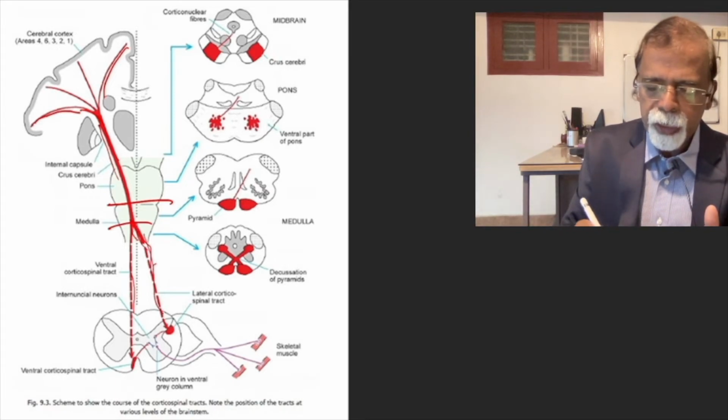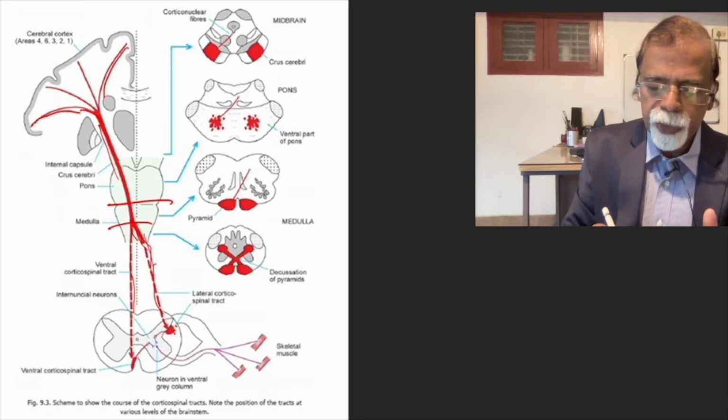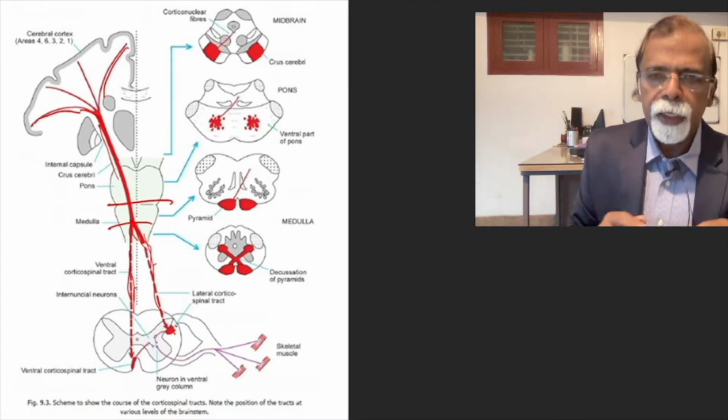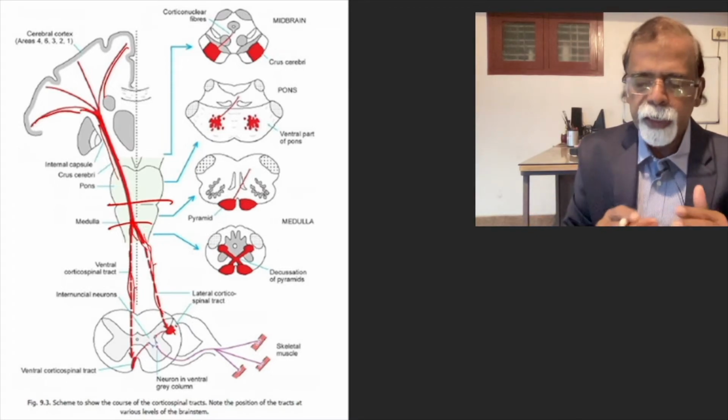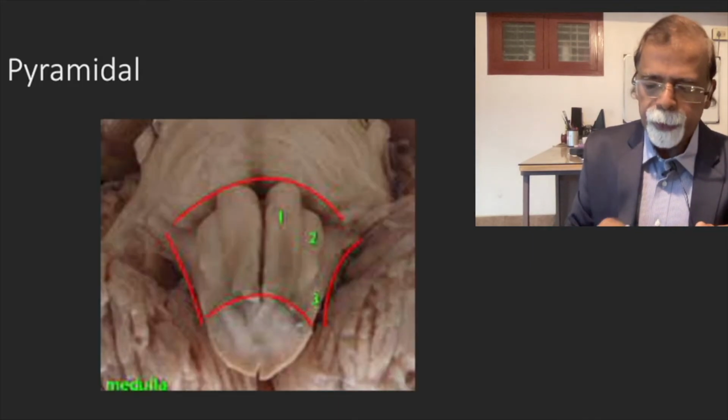They are the lateral corticospinal tract and influence the anterior horn cell or the lower motor neuron. And a small percentage, around 10%, descends down without crossing. They are called the anterior corticospinal tract and they are mainly concerned with the axial muscles. We'll discuss it in detail.